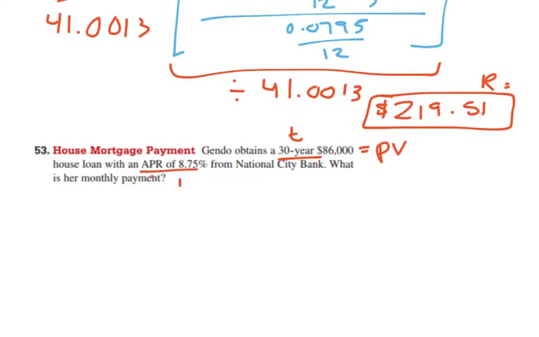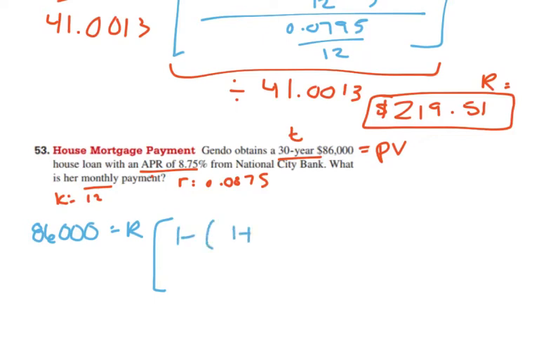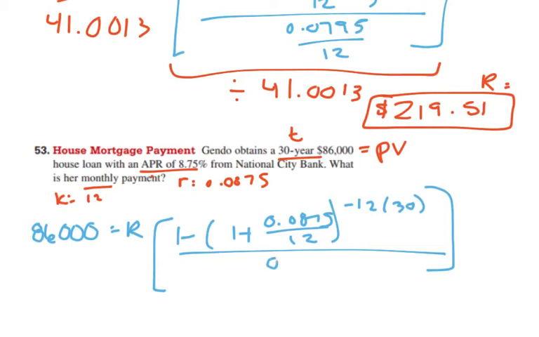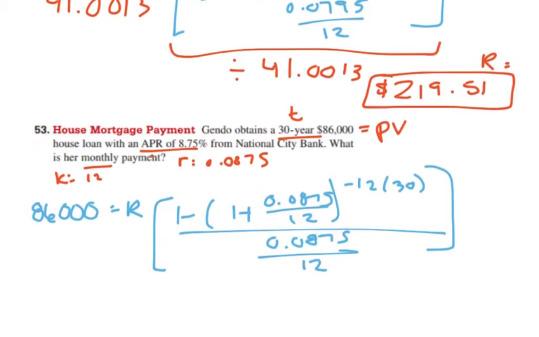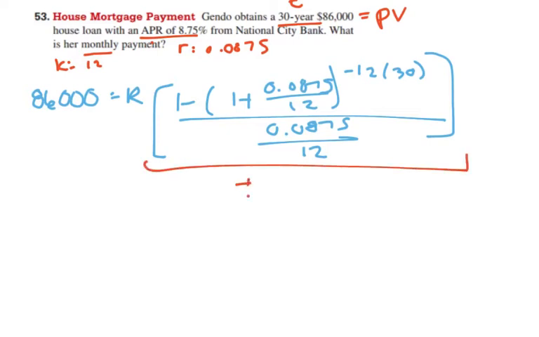And then we have an APR, so our rate is 0.0875. And we're talking about monthly payments, so our K is 12. So, plugging into our present value equation, our present value is $86,000, and we don't know what our monthly payment is. And so we're going to take 1 minus 1 plus R, which is 0.0875 over 12, bring it to the negative 12 times 30. After that, we've got R, which is our rate, over 12. And so we need to find this value so we can divide it.